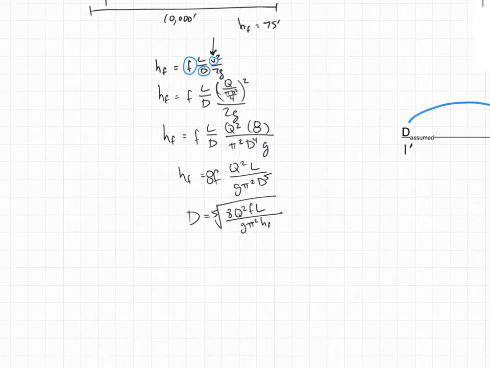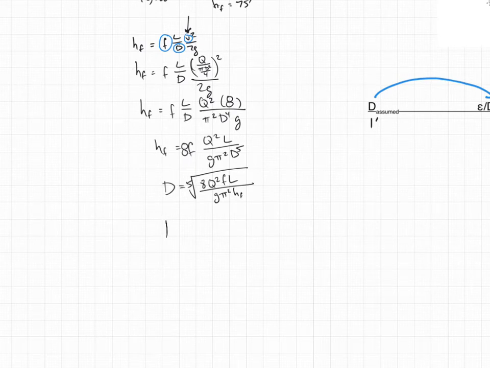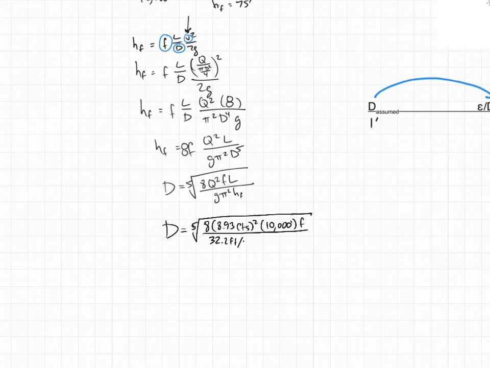But because I might have to do this several times, I want to make this a little bit simpler. The 5th root of 8 times Q squared, which is 8.93 CFS, squared. The F is unknown, because that's going to come out of the last equation. The L is 10,000 feet. Here's our F, divided by G, which is 32.2 feet per second squared, times pi squared, and HF is 75 feet.